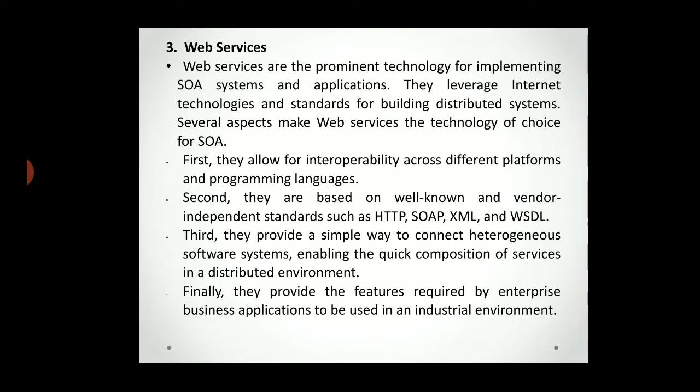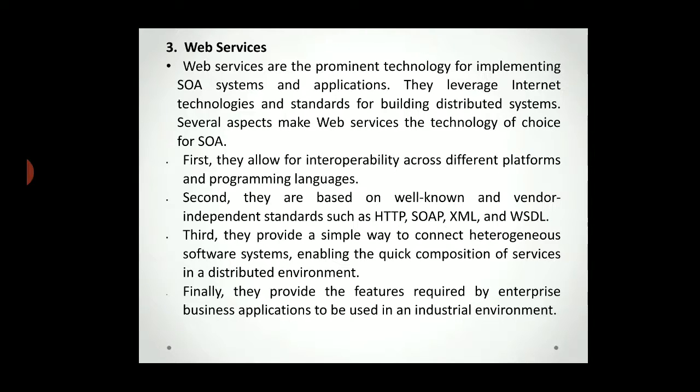Next, we have web services. These are the prominent technology for implementing SOA systems and applications. They leverage internet technologies and standards for building distributed systems. Several aspects make web services the technology of choice for SOA. Out of those, the first one is that they allow for interoperability.